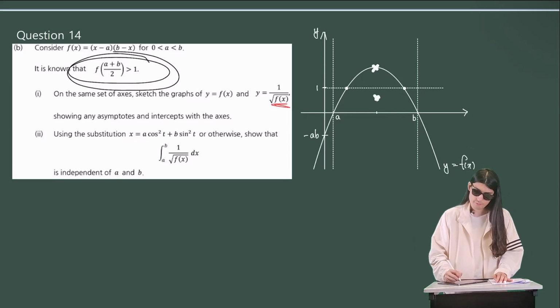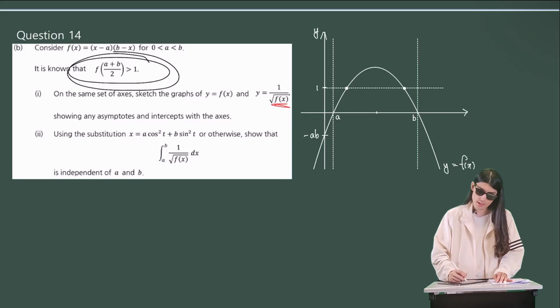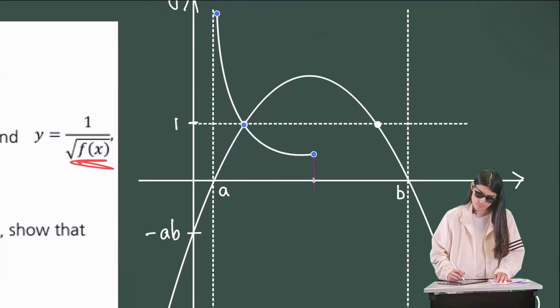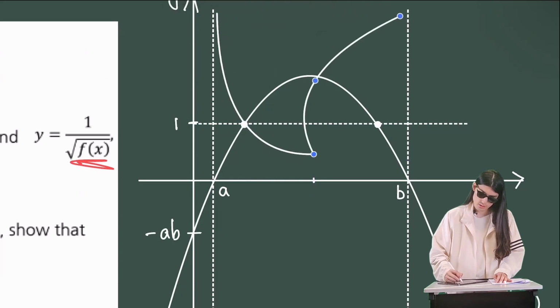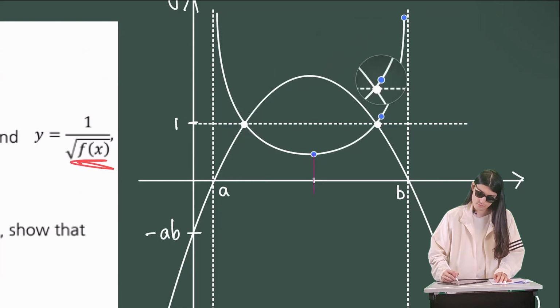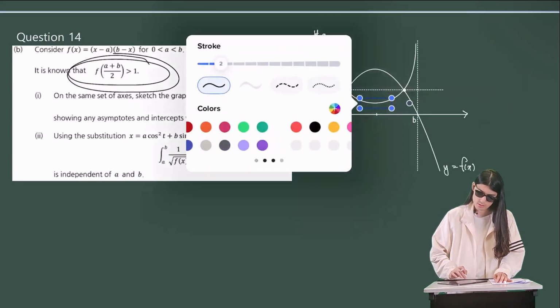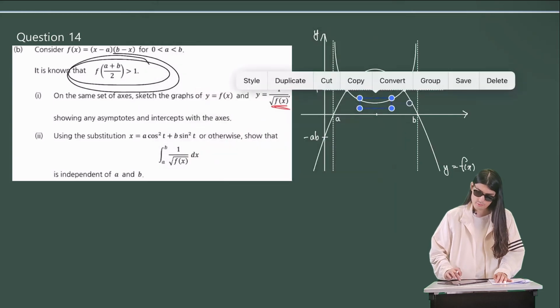Okay, so by testing a few points like that, you can then figure out that your transformed graph then should look, guys, as follows. Okay, and I will just put that one in a different color for you guys.